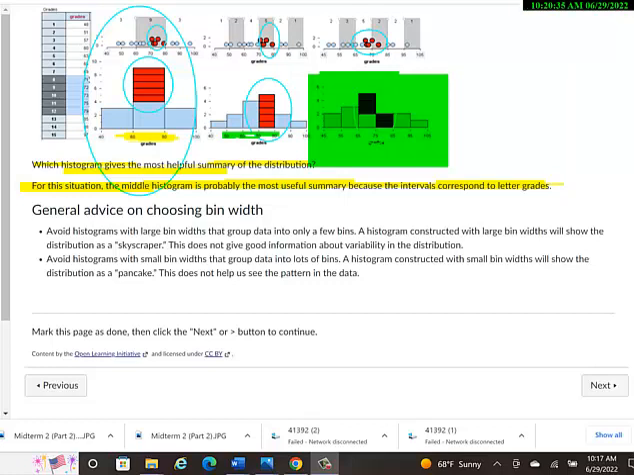How many students got an A, how many students got a B. But the general advice and kind of the lesson for the day in this page is avoid histograms with large bin widths, which means there are not that many bins, that group data into only a few bins. A histogram constructed with large bin widths will show the distribution as a skyscraper. This does not give good information about variability in the distribution.